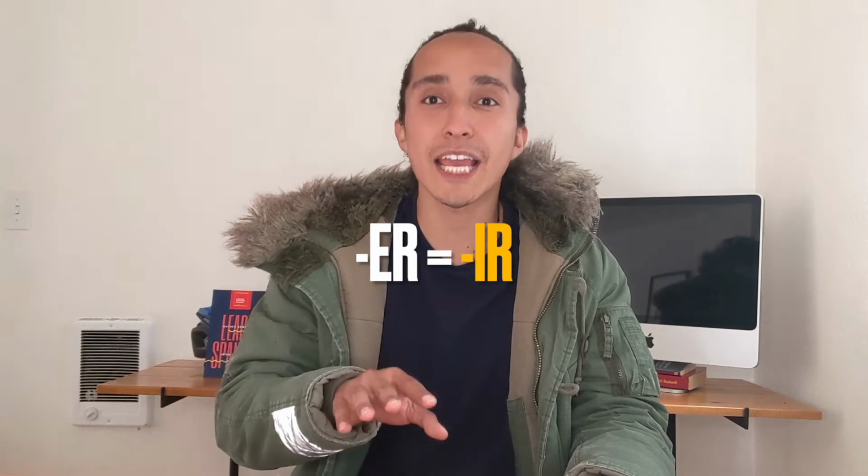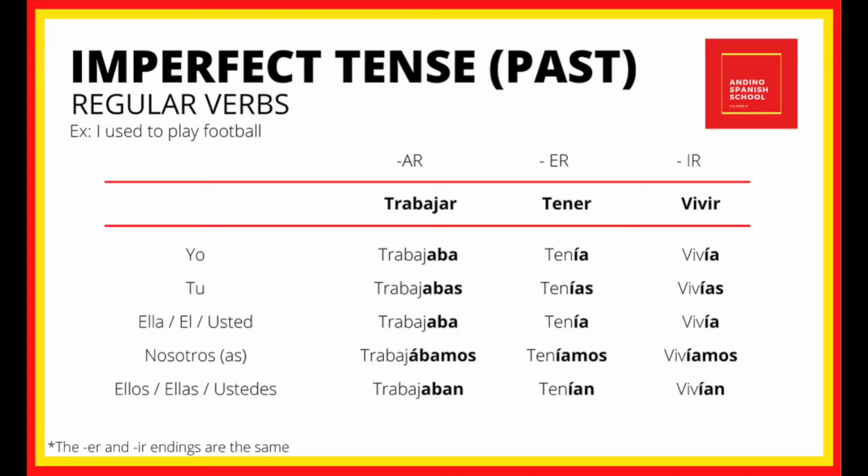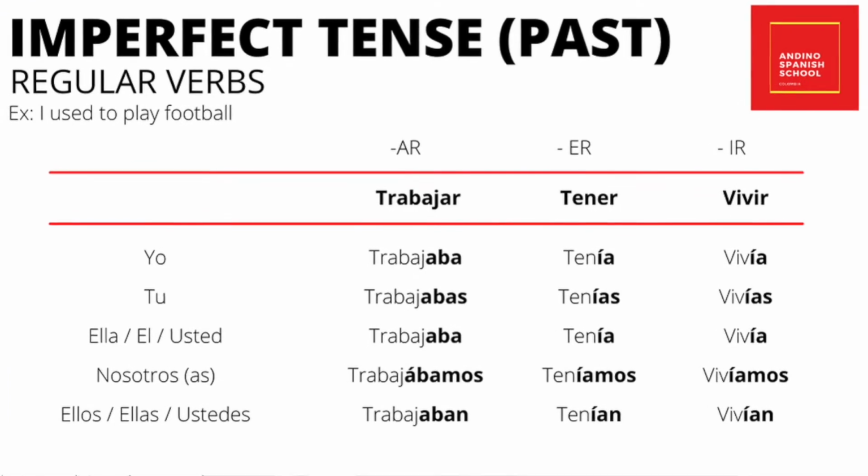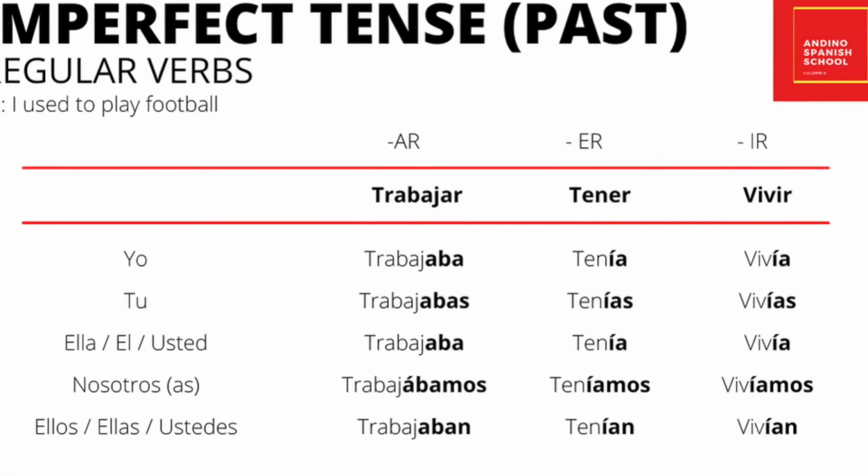And the endings that we use to build the imperfect of an ER verb are the same for an IR verb. So, tener in imperfect is tenía, tenías, tenía, teníamos, y tenían. And an IR verb like vivir, vivía, vivías, vivía, vivíamos, y vivían.